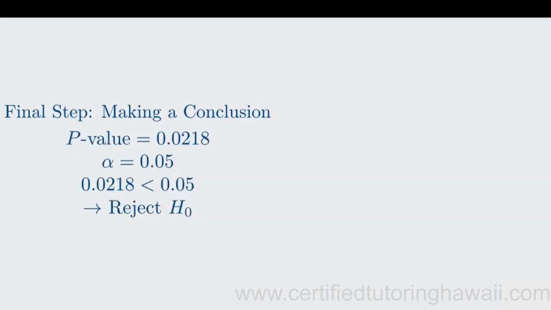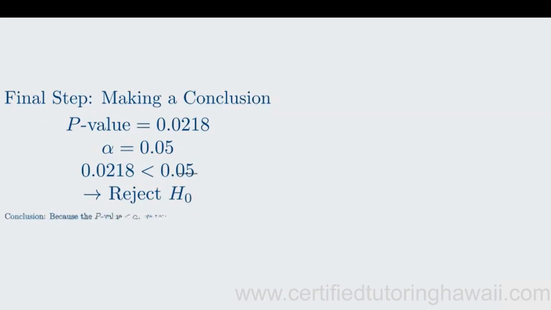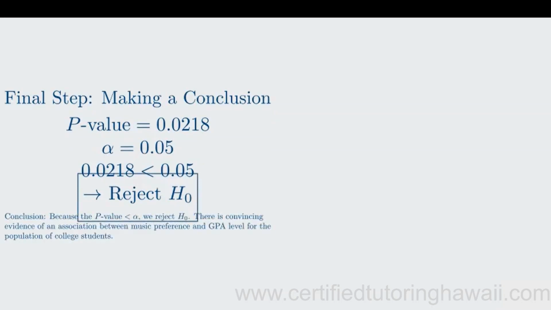Now we reach the final step, making a conclusion based on our p-value. Since 0.0218 is less than our significance level of 0.05, we reject the null hypothesis. Because the p-value is less than alpha, we reject H0. There is convincing evidence that there is an association between music preference and GPA level for the population of college students. In AP statistics, your conclusion must always include 3 things.